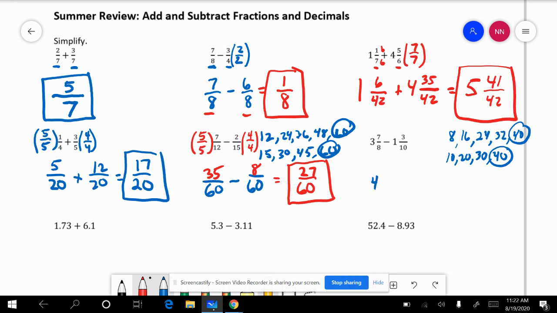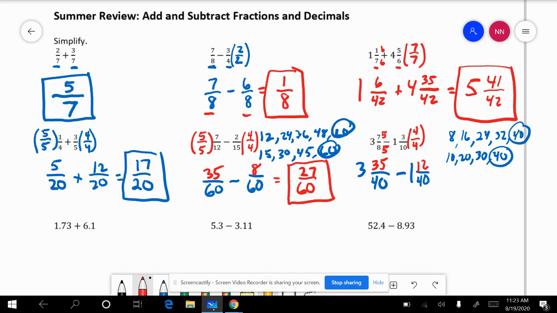Now some of you probably already knew that, so you can just put the 40 right away. You don't have to show the work. Now 8 goes into 40 5 times, so that means that we need to multiply by 5. 7 times 5 is 35. 10 goes into 40 4 times, so I'm going to multiply it by 4. 3 times 4 is 12.